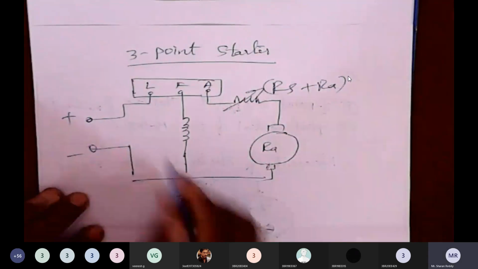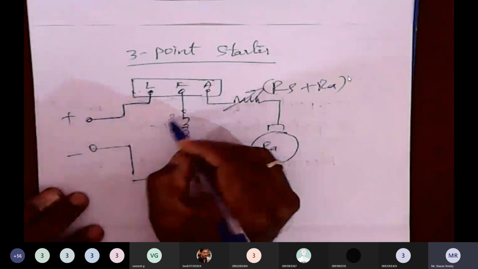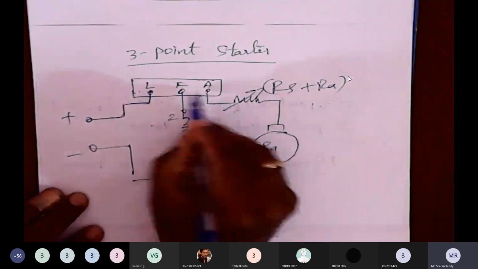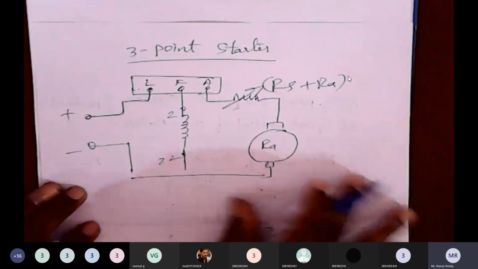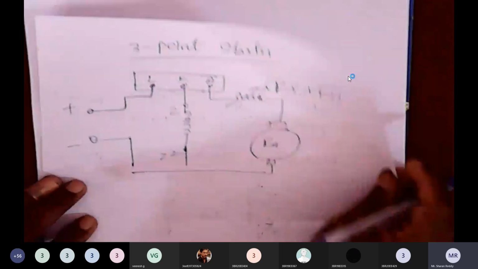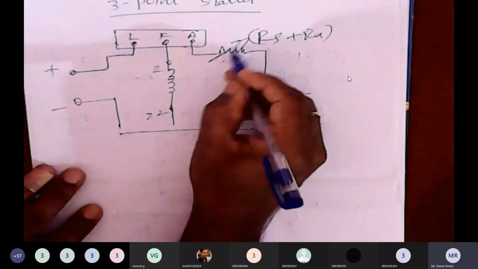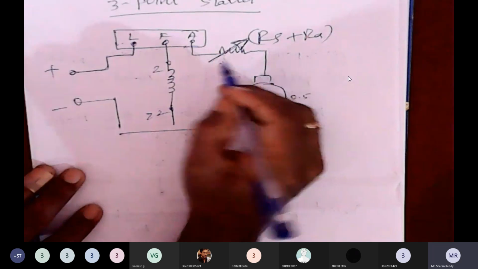3 points: L means line, it is connected to the line. F means field, A means armature. 3 points are there, 3 terminals. That's why it is called a 3-point starter. Total resistance is RS plus RA. RA is a very small value, so we are connecting a high value of resistance in series, along with two protective devices.